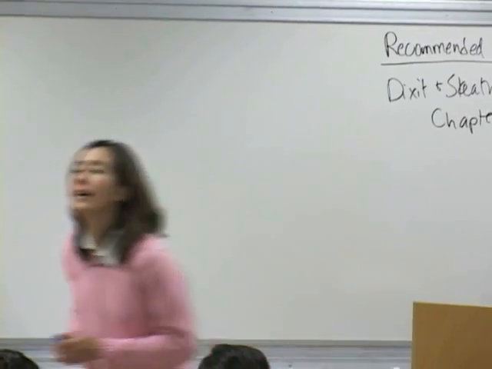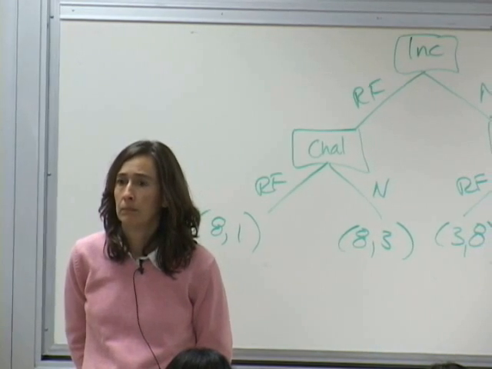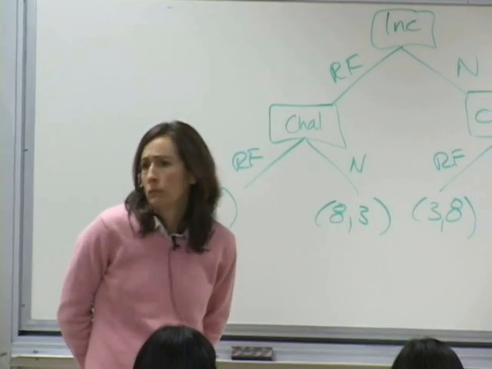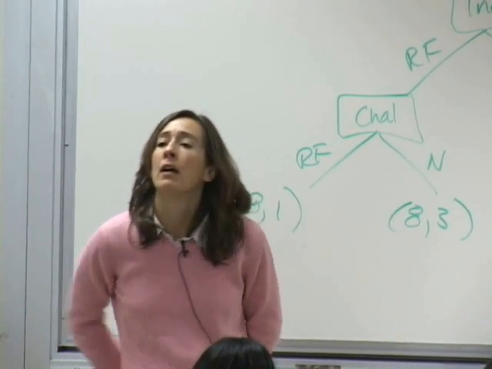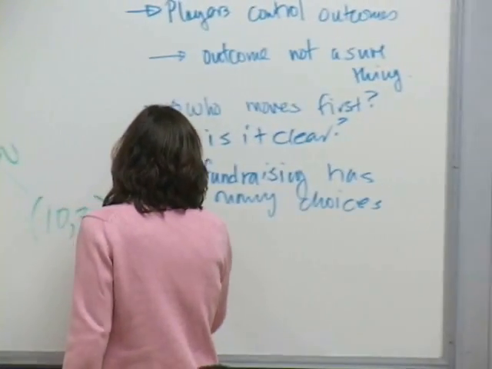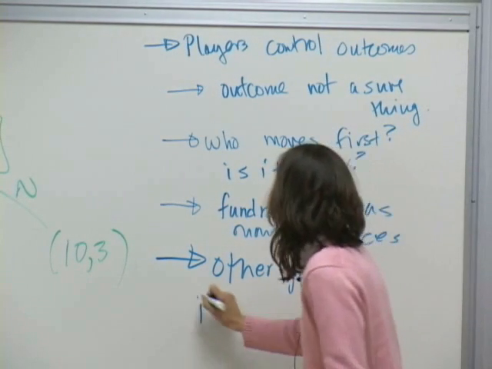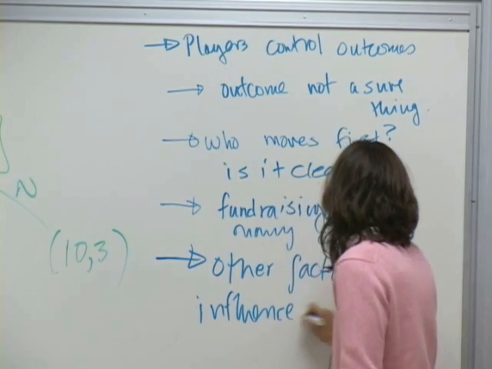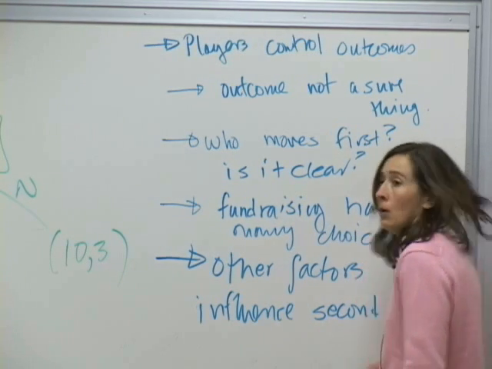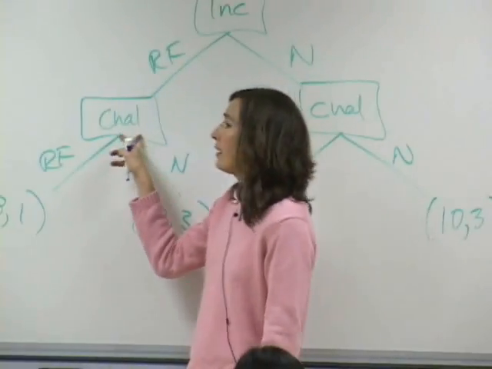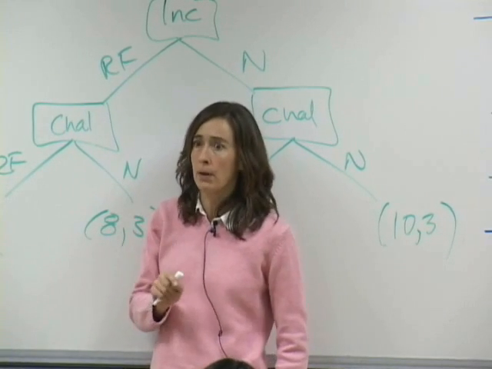Other thoughts? Yeah. Well, it seems like we're presuming the challenger will raise funds depending solely on whether or not the incumbent raised funds. There could be a lot of other factors playing into that, in the environment. What's your name? Steph. Steph's point is other factors influence the second mover. Okay? What she's saying is there's all sorts of reasons why the challenger might decide to raise funds or not, and the incumbent strategy is only one component of that.